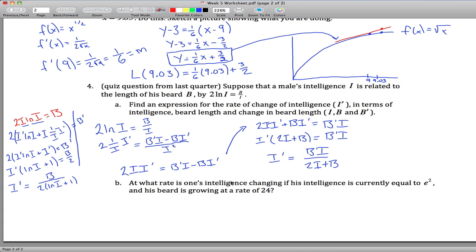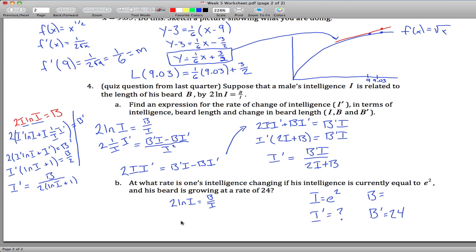It says, at what rate is one's intelligence changing? That is, find I prime if I equals e squared. I prime is what we want to know. And beard is growing at a rate of, so they're giving us B prime equals 24. I want to point out that they did not give us B, but we can figure out B because we know I and we have this equation here.